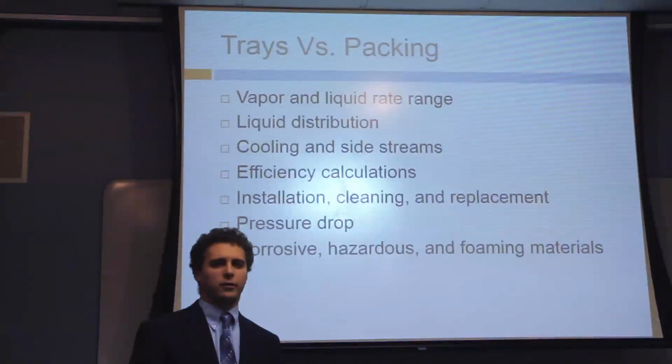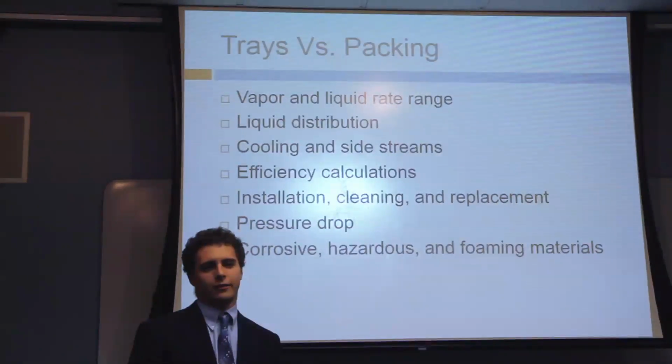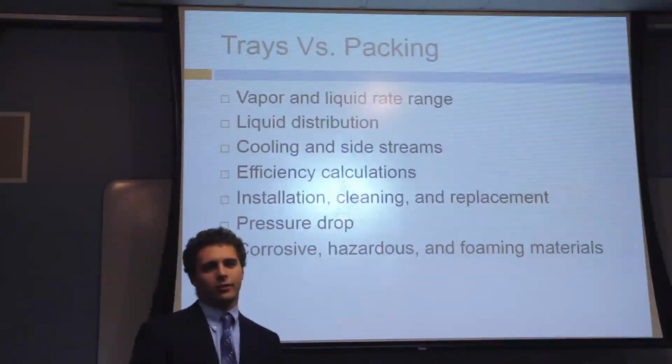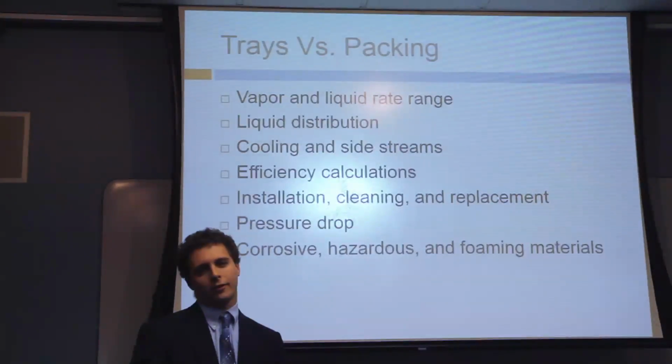It is also important to consider providing for cooling or adding or taking side streams. It's easy to add or take side streams on a tray column because you can put in the side streams at specific stages, and cooling is easier to provide for because cooling coils can be installed on the bottom of the trays.